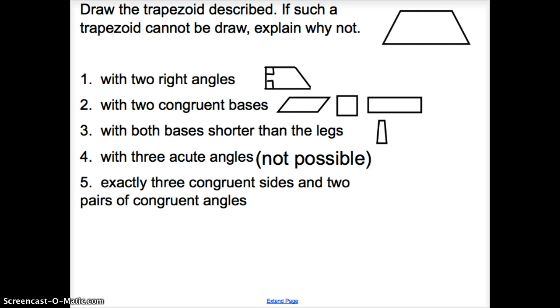And finally, the trapezoid with exactly 3 congruent sides and 2 pairs of congruent angles will be held off for, and you can show your drawings if you came up with anything in class tomorrow. Finish the rest of the worksheet for homework.